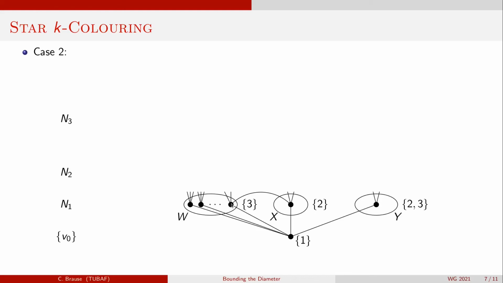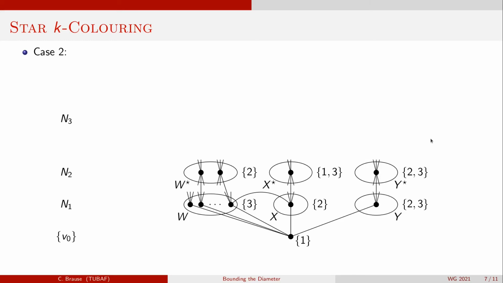Okay, so let's go to the vertices which have distance 2 to V0. Well, first of all, let W star be the set of vertices which have a neighbor in W. As in case 1, we can show that the only color we can assign to these vertices is color 2. Furthermore, let X star be the set of vertices which have a neighbor in X, but which are non-adjacent to all the vertices in W. We can see that we can assign color 1 or color 3 to the vertices in X star. There might be some vertices left, and the remaining vertices all have a neighbor in Y.